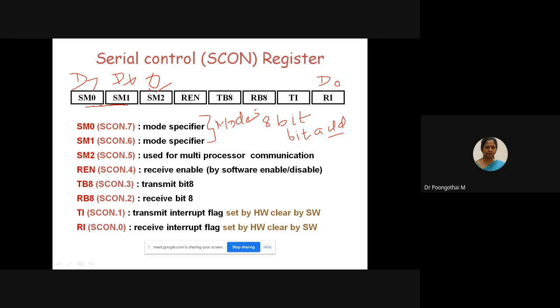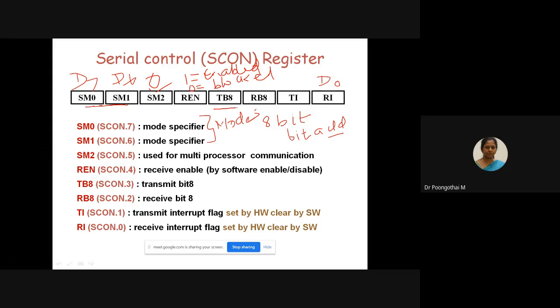Next, receive enable. When this bit is 1, the entire reception is enabled, otherwise blocked. 0 means your reception is blocked. So if the bit is 0, your microcontroller is not able to receive data from the external devices. So it is a programmable one.